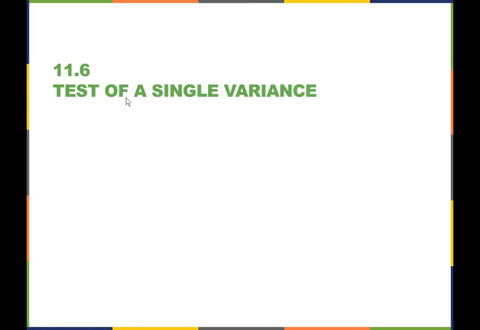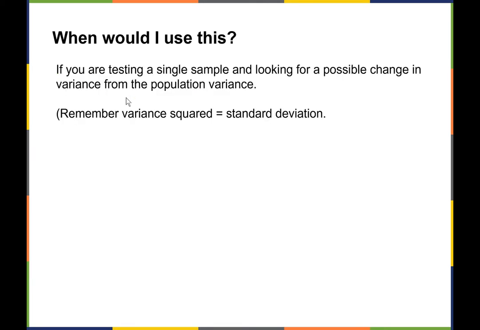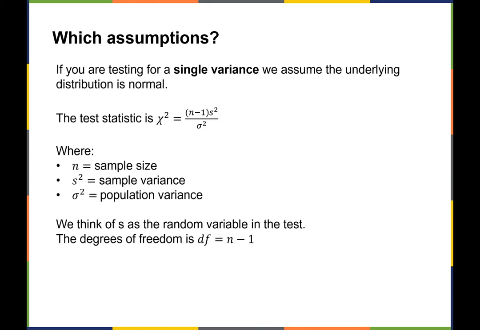All right, in this section, we're going to be talking about the chi-square test for a single variance. So when would I use this? You would use it if you were testing a single sample and looking for a possible change in the variance of the sample compared to the population variance, and also standard deviation, because remember, standard deviation squared is equal to variance. And I don't have it in parentheses here.